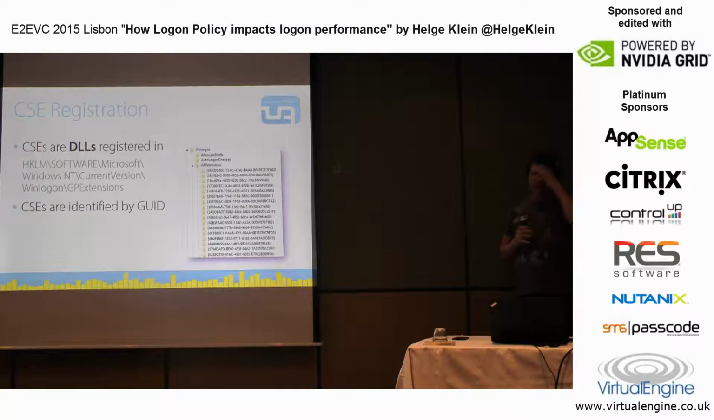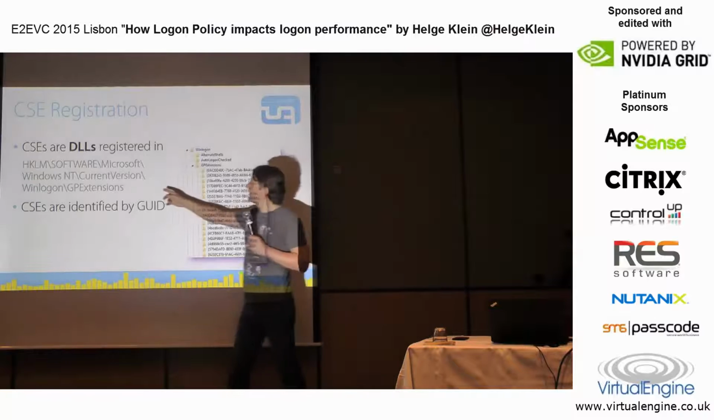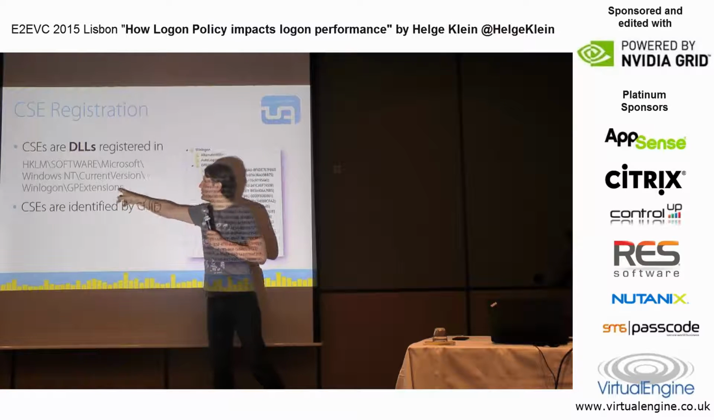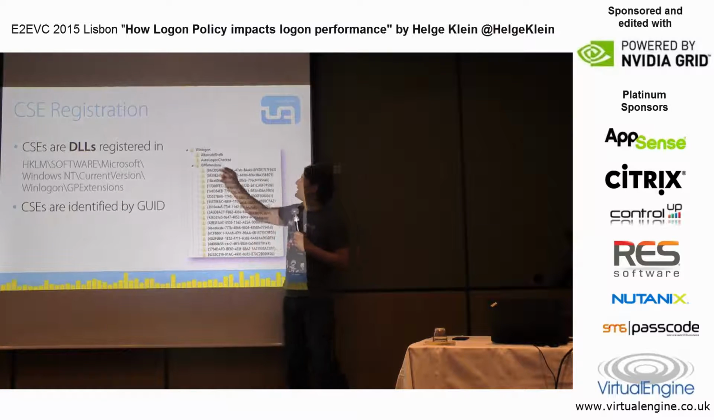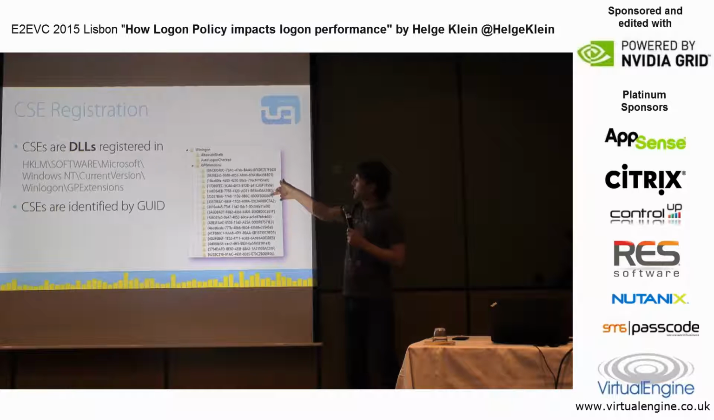Now, client-side extensions are DLLs, and DLLs need to be registered somewhere so that the group policy engine can find them. There's this registry key, HKLM, blah, blah, blah, GPExtensions, and you can find one subkey named with a GUID, well, at least that way it should be unique. Each of these keys stands for one CSE.